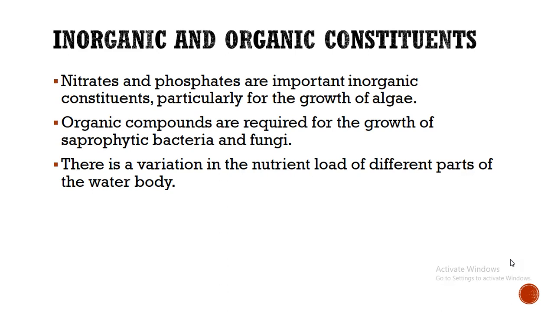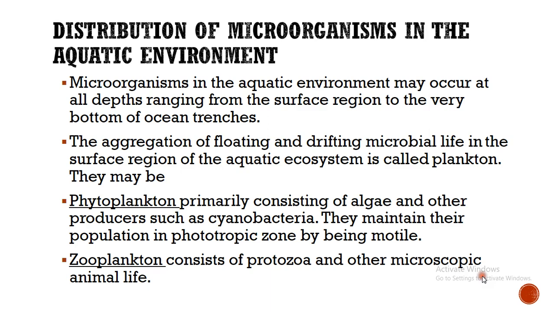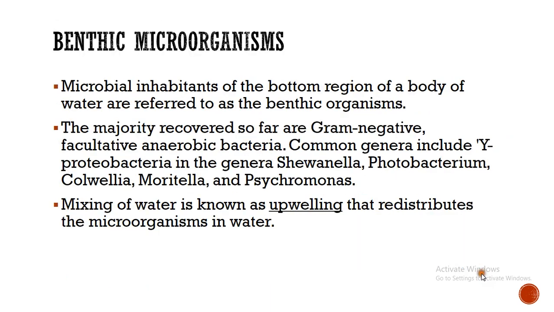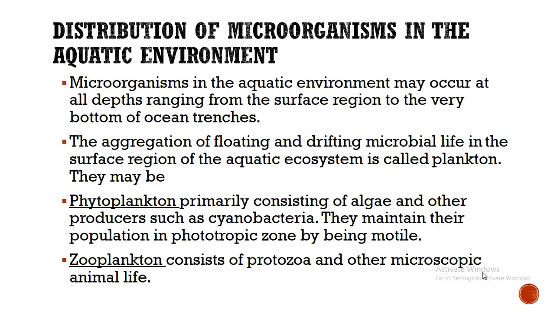Then we have inorganic and organic constituents. The quantity and type of organic and inorganic material present in the aquatic environment are important in determining the microbial flora. For example, nitrates and phosphates are important inorganic constituents, particularly for the growth of algae. Organic compounds are required for the growth of saprophytic bacteria and fungi.